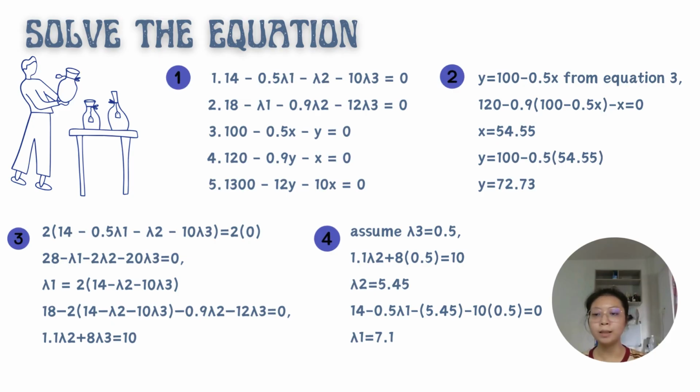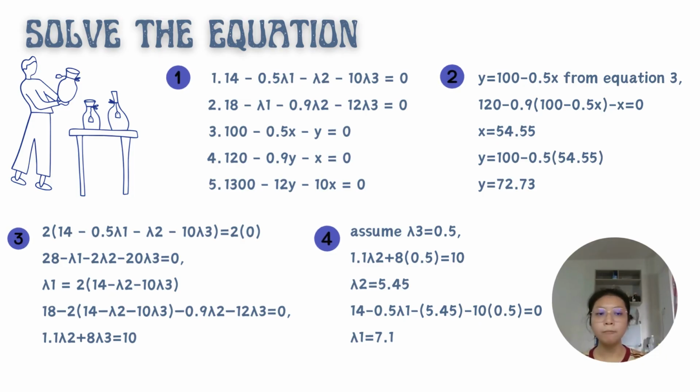And equation 5 is 1300 minus 12y minus 10x equal to 0. We first focus on solving the constraint for x and y. From equation 3, we can rewrite it as y equal to 100 minus 0.5x and define it as equation 6. Then we substitute equation 6 into equation 4. We can calculate the value of x, which is 54.55.